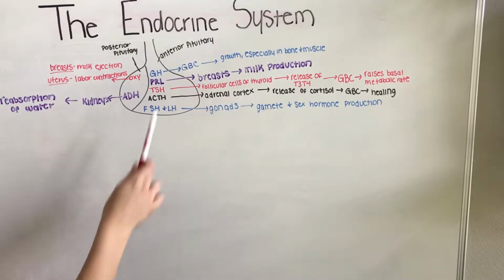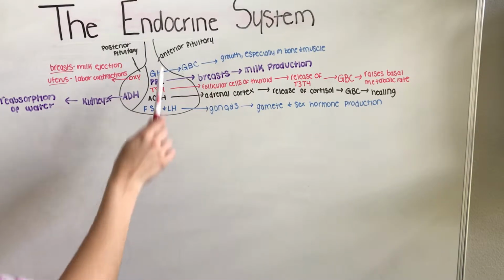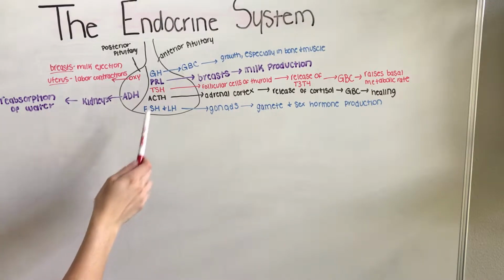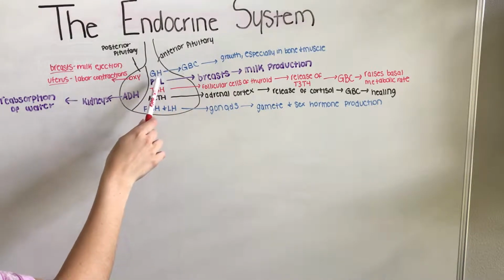So I'm going to start off with the anterior pituitary. I wrote down all the abbreviations, but I'll tell you each of the names for them. So in the anterior pituitary, growth hormone is made.